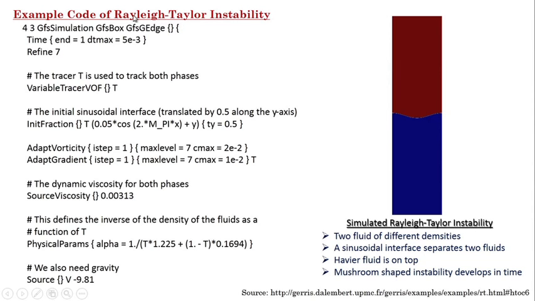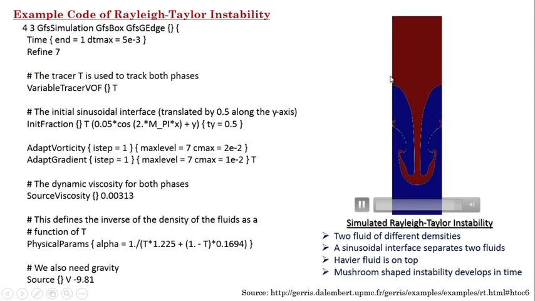Here is one example of Rayleigh-Taylor instability. In Rayleigh-Taylor instability, what happens? Two fluids of different density are separated by a sinusoidal interface, and the heavier fluid is at the top. Here you can see a simulation of Rayleigh-Taylor instability with the heavier fluid at the top. So this is an unstable condition, and this mushroom-shaped instability will develop in time.